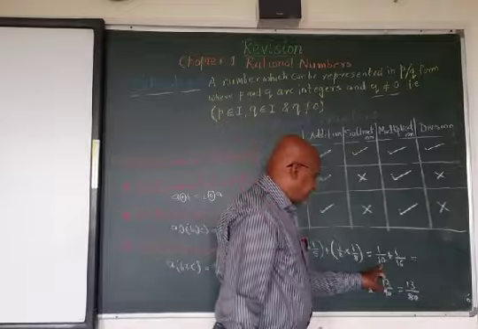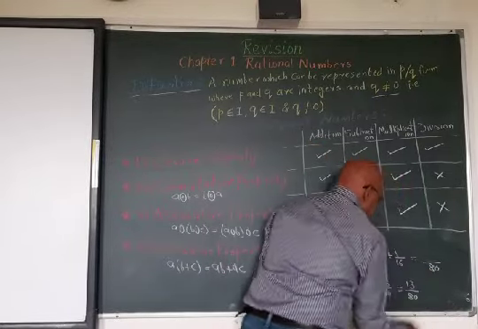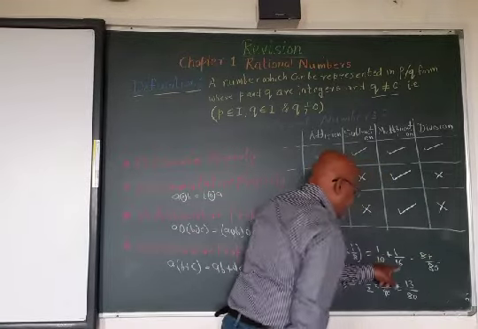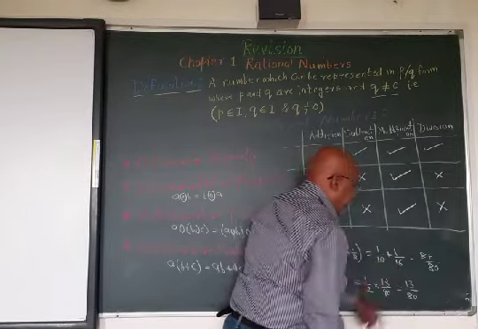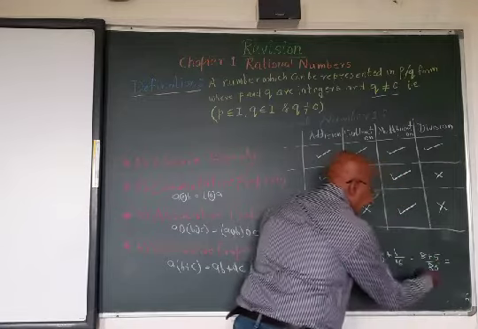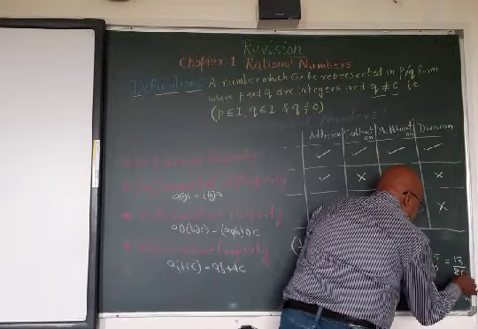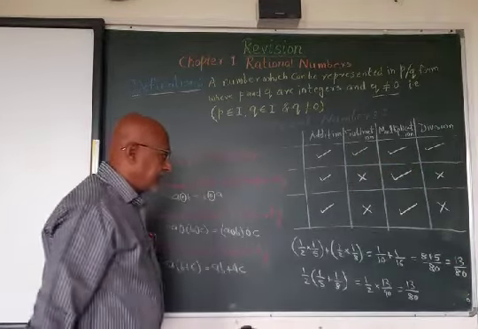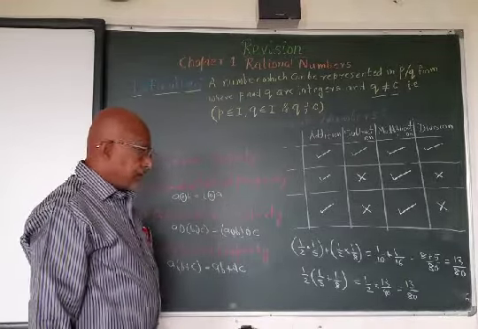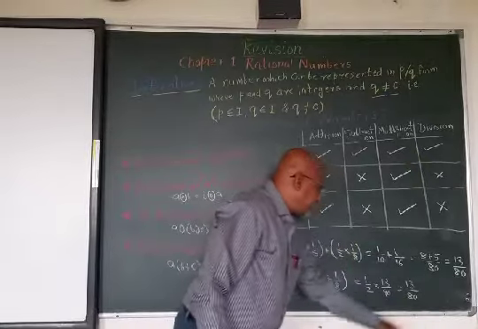The LCM for this is 80. 10 8s are 80, so 8, plus 16 5s are 80, so 5. What we get, 8 and 5, 13 upon 80. 13 upon 80. So here very clearly we get the same result.